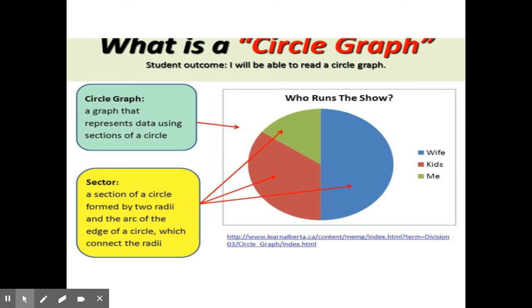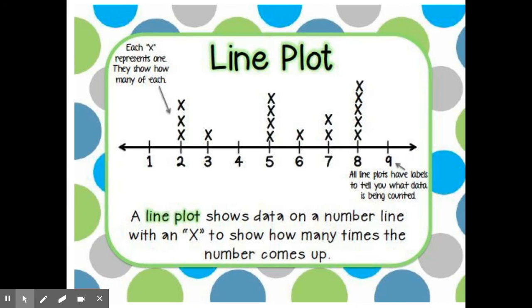A circle graph is a graph that represents data using sections of a circle. And the sector, which is a section of a circle, is formed by two radii, and the arc of the edge of the circle would connect the radii. So this has got three sectors: wife, the kids, and me, usually in percents or fractions.